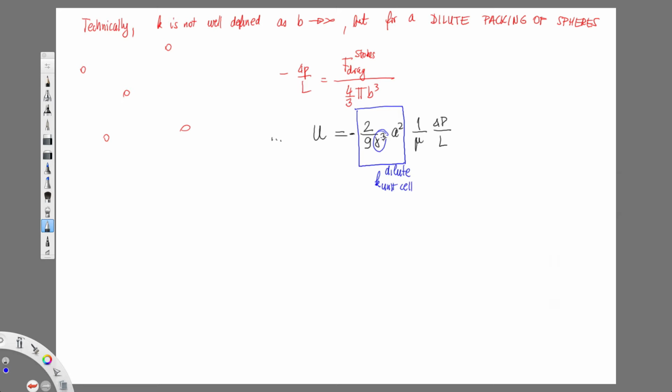Yeah. So what is the symbol before the gamma cubed? Is it G or 9? 9. 2 over 9.